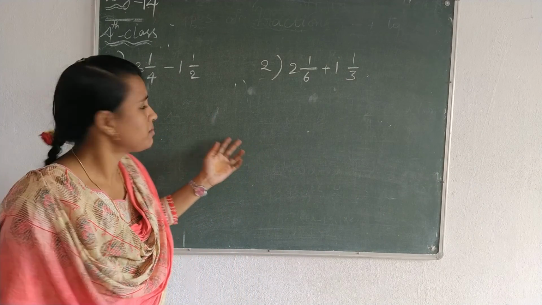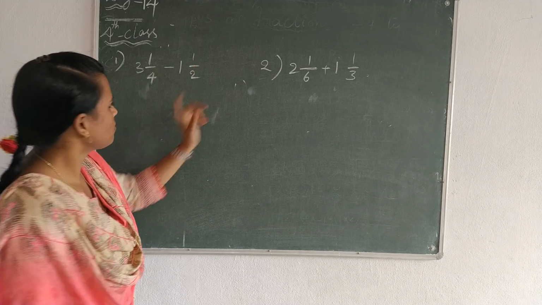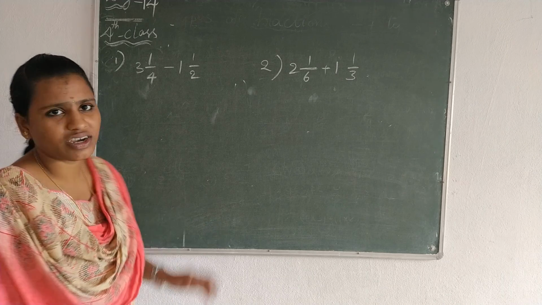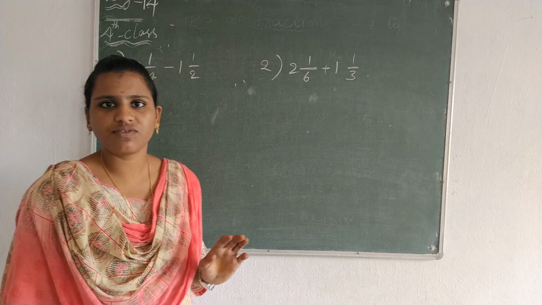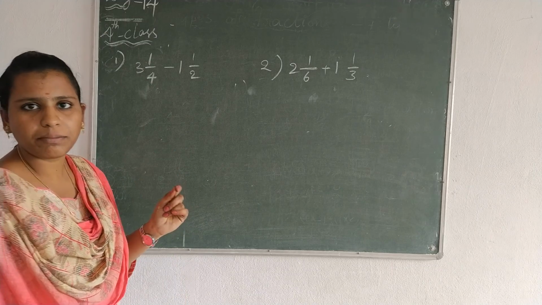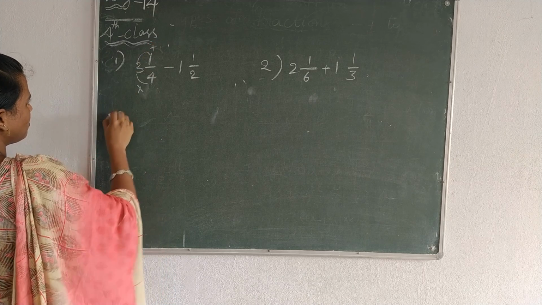Let's see this sum: 3 1 by 4 minus 1 1 by 2. Okay? So, what kind of fraction is it? That is a mixed fraction. So, first convert this mixed fraction into an improper fraction. Let's multiply these two numbers and add this number.